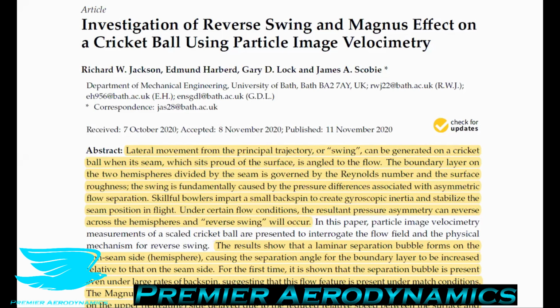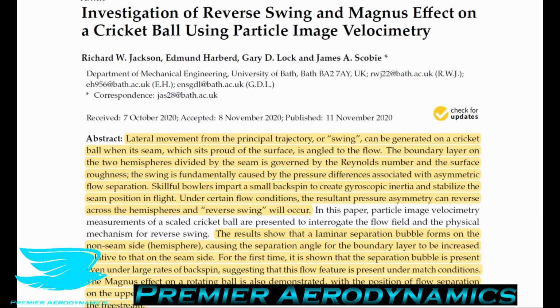This is Premier Aerodynamics Podcast number 25, and today we're talking about the aerodynamics of a cricket ball. So, straight up, the aerodynamics of a cricket ball: when you bowl a cricket ball, usually there will be some sort of spin, if you put some spin onto it, and it will swing. And this swing takes advantage of aerodynamics.